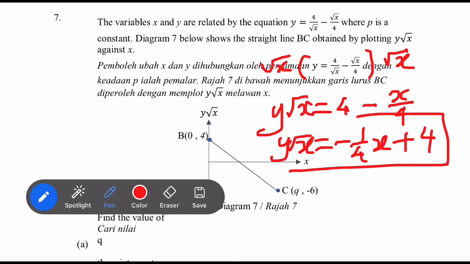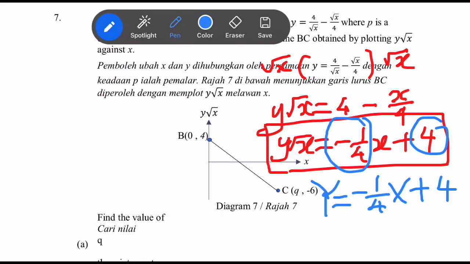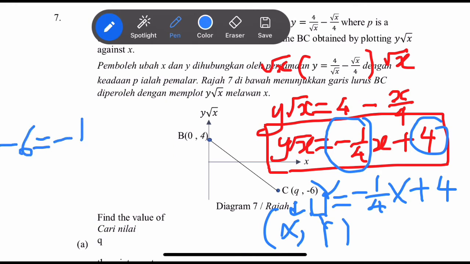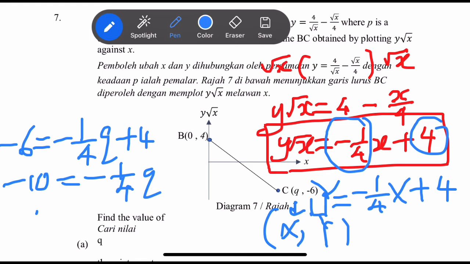Now we have the point on the equation. Whenever you see a point that lies on the equation, you can substitute the point into the equation. But bear in mind that these are big Y and big X. The points are big Y and big X, no longer small y and small x. So now we substitute the point inside. Negative 6 equal to negative 1 over 4 q plus 4. Hence, you can solve that q is 40. Logical, right? It's 40, positive.